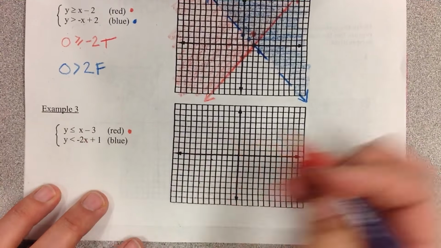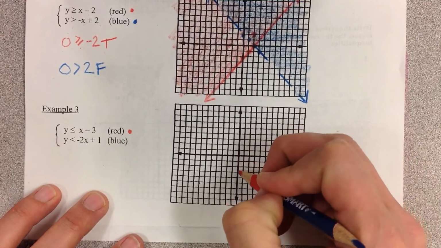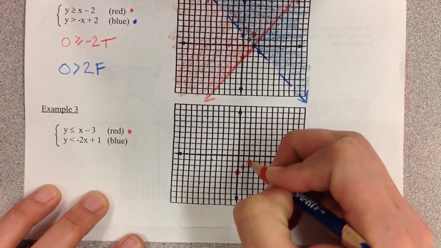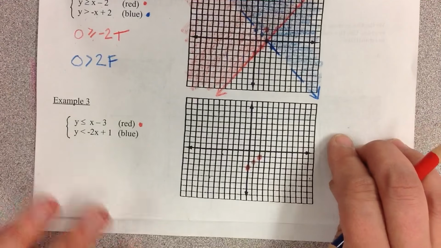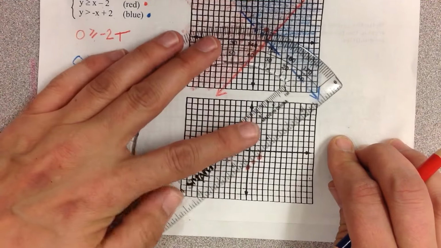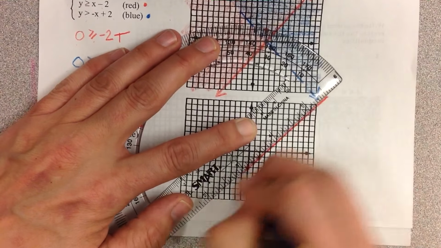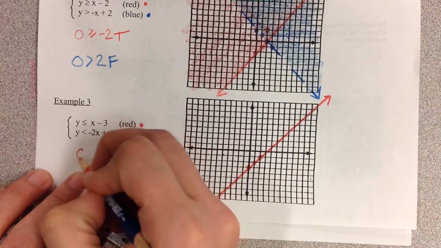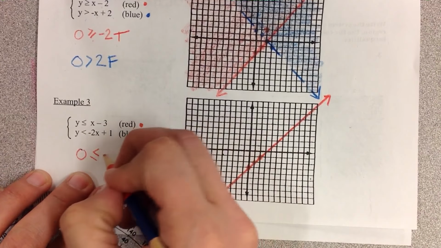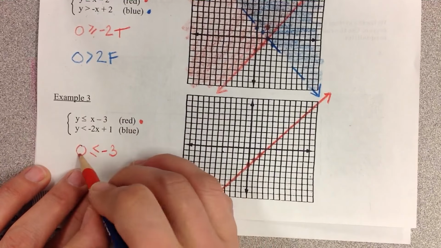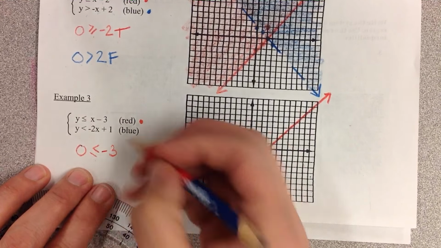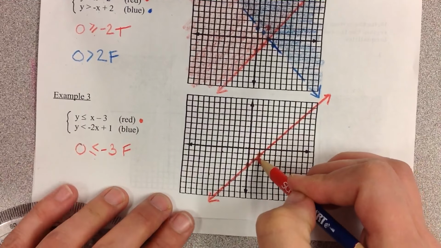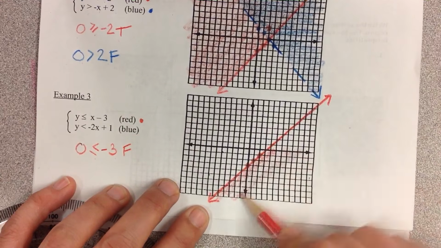The red boundary line begins at negative 3 and has a slope of 1, which means up 1 to the right 1, up 1 to the right 1. Solid line. The point 0, 0 would be read as 0 is less than or equal to negative 3. 0 is not less than or equal to negative 3. That is false. That means that 0, 0 is false for the red line, so we shade the truth.